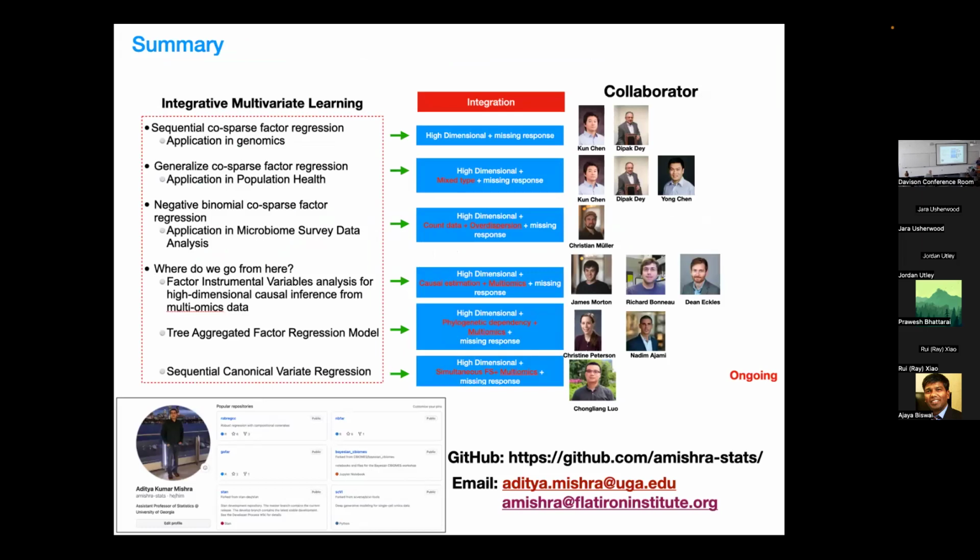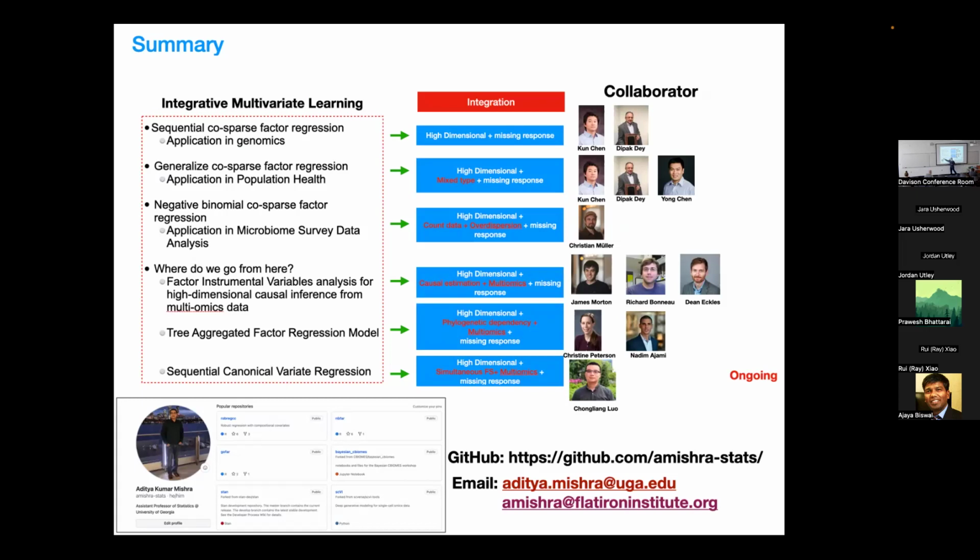Then in the end, I'm very much focused on multi-omics, and our methodology focuses on multi-omics data sets. This is the tree aggregated factor regression model, where we try to integrate the phylogenetic dependency that can exist in the microbiome data sets in a multivariate framework, which we have done in this particular Taro paper. We are coming up with the sequential canonical variate regression paper, where in all the previous methodology, we are considering 2 omics data at a time, and trying to regularize them or make them learn from each other, only 2 omics data sets at a time.